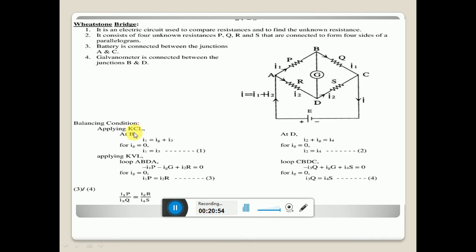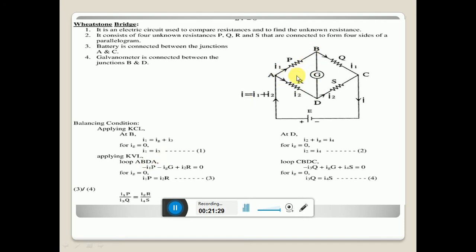If I apply Kirchhoff's current law at B, I already mentioned I1 is entering into B, so I1 is equal to the current leaving out of this B, which is Ig plus I3. If Ig is equal to 0, I1 is equal to I3. Similarly, I2 is entering into D and Ig is entering into D, and I4 is leaving out of this D. If I consider Ig as 0, I2 is equal to I4. Now applying the second law to this loop ABDA.